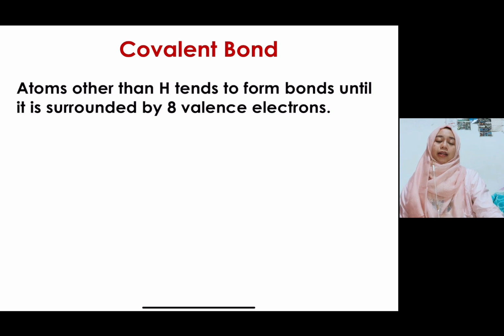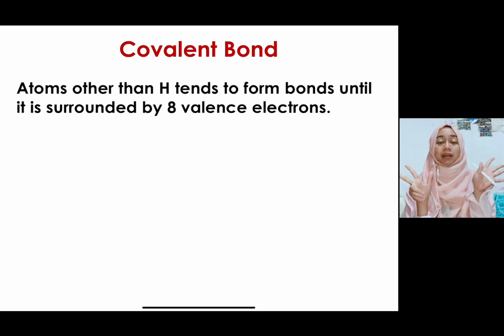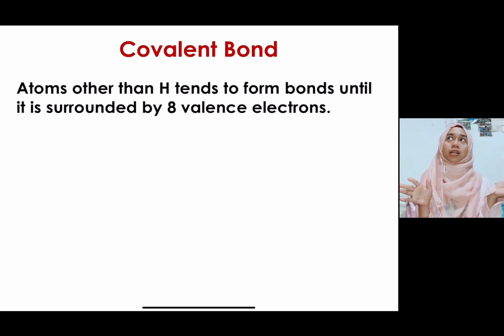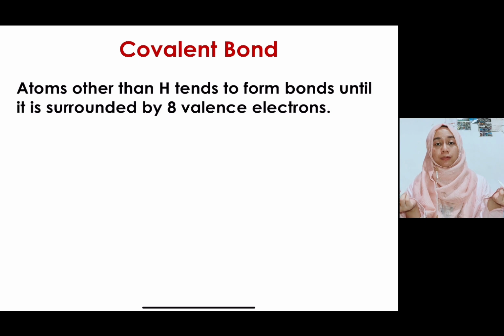So atoms other than hydrogen tends to form bonds until it is surrounded by 8 valence electron. Okay, sebab dia nak mencapai octet. Kalau hydrogen dengan helium je lah yang nak mencapai duplet. Okay, tapi helium memang dah duplet dah pun. Lithium nak mencapai duplet. Okay, tapi yang lain mostly they want to achieve 8 valence electron.